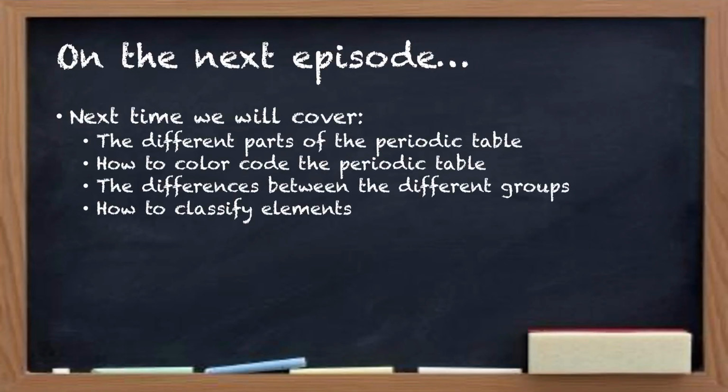Okay, so that's it. On the next video, we're going to talk about the different parts of the periodic table and take a deeper look into each of the different groups. We'll color code it. We'll talk about what makes elements different and the different properties each of these things have.